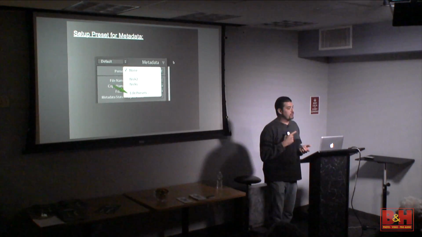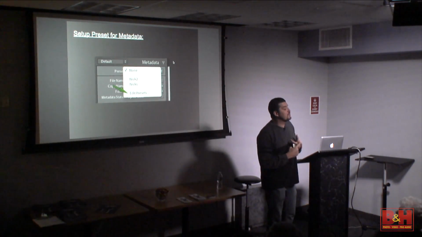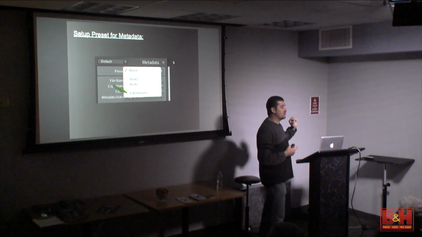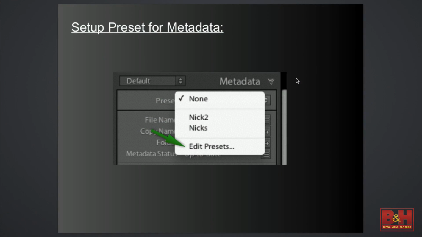Okay, so I set up a preset for my metadata out there. So when I go out and shoot, everything on import gets this preset. But I had to make this, and then you can make many of them. They're very creatively named, Nick 1, Nick 2. So you can name them, make them. Don't just name it default. Name it something that you know it's yours.